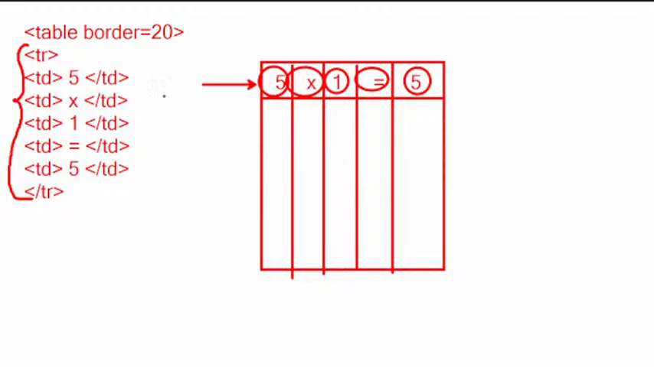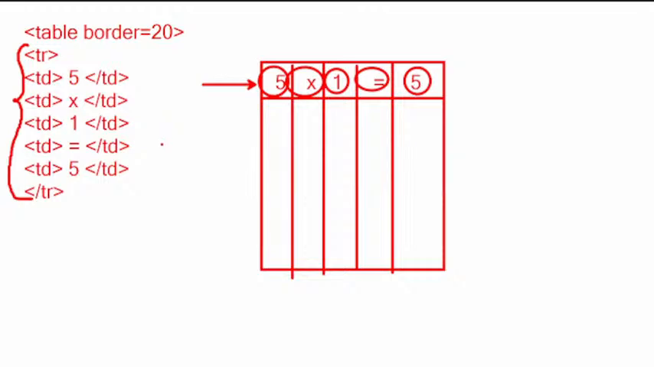Suppose you want to display 5 into 100 equal to 500, 100 lines. How many times do you have to write this code? 100 times you have to write, because there is no loop. It is not possible. No expression, no loops, no operator, no control structure. These are not possible in HTML.